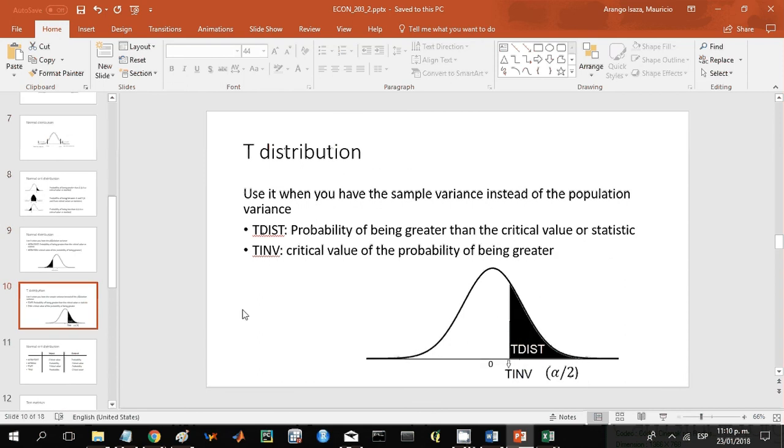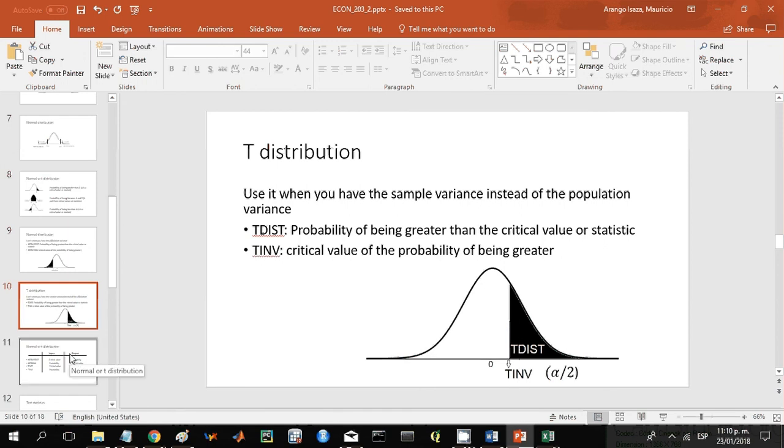Similar thing with the t-distribution, where T.DIST is going to tell you the probability, in this case to the right tail, and TINV, that is the t-distribution inverse, is going to tell you the critical value for a certain probability.